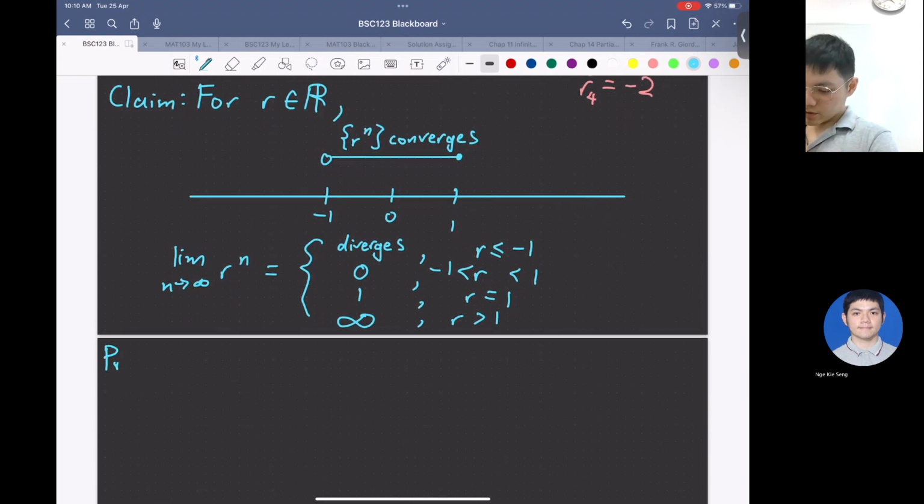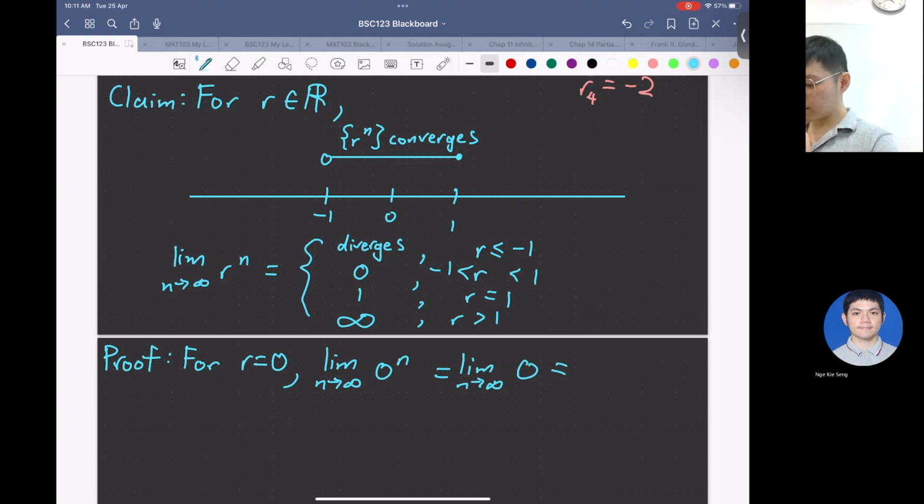So we start from those that are easier to see first. For example, when r equals 0, it should be obvious that this converges to 0. 0 to any power is just 0, so taking the limit of a constant sequence 0 is just 0. Everyone okay? So how about r in between 0 and 1? I think this is the geometric series, right? This limit is just 0. You should have seen this before.